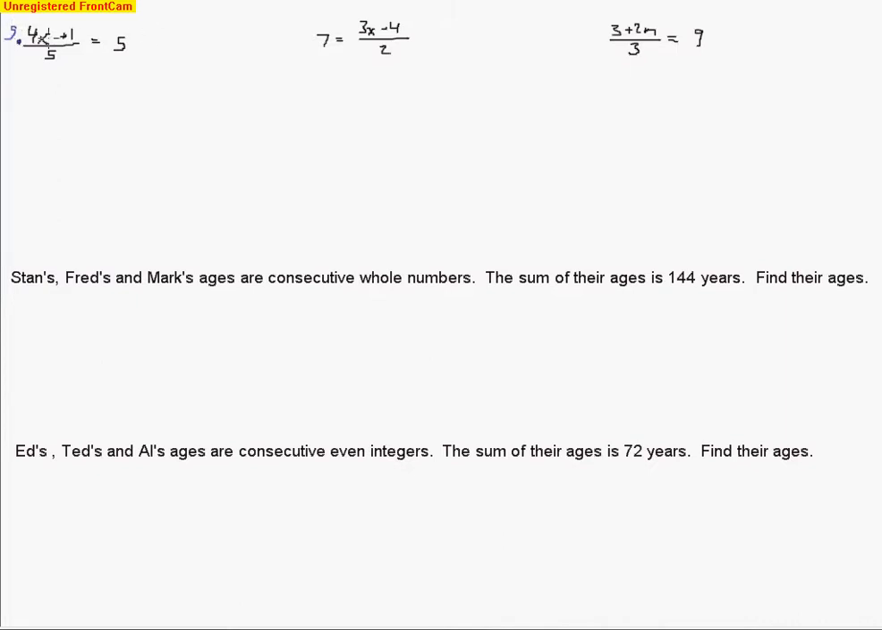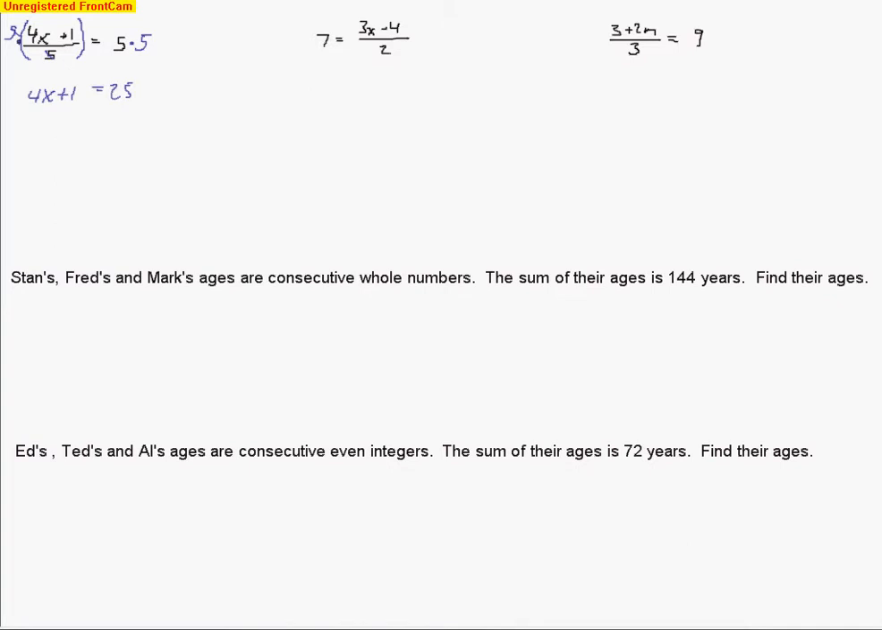So if I multiply this left side by 5, I've got to also multiply the right side by 5 as well. Here the 5's cancel out. That's why we did that. And I'm left with 4x plus 1 equals 25.